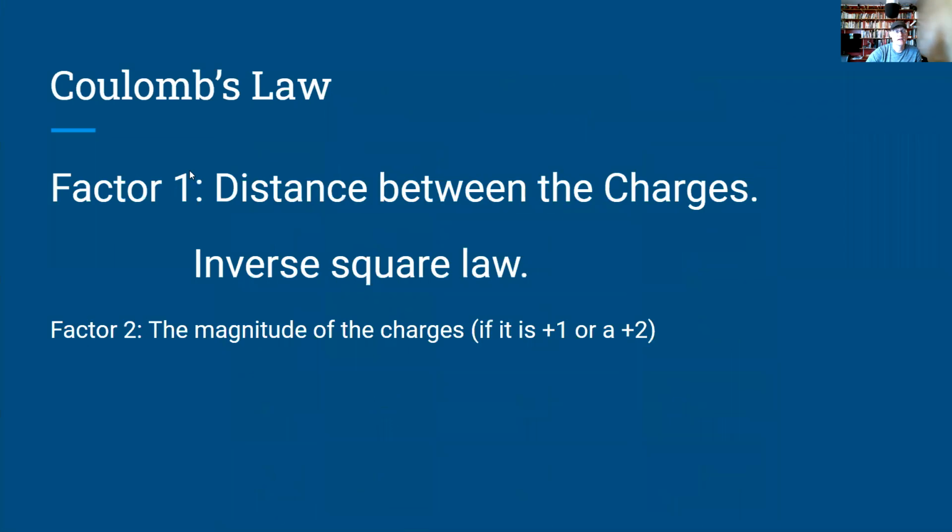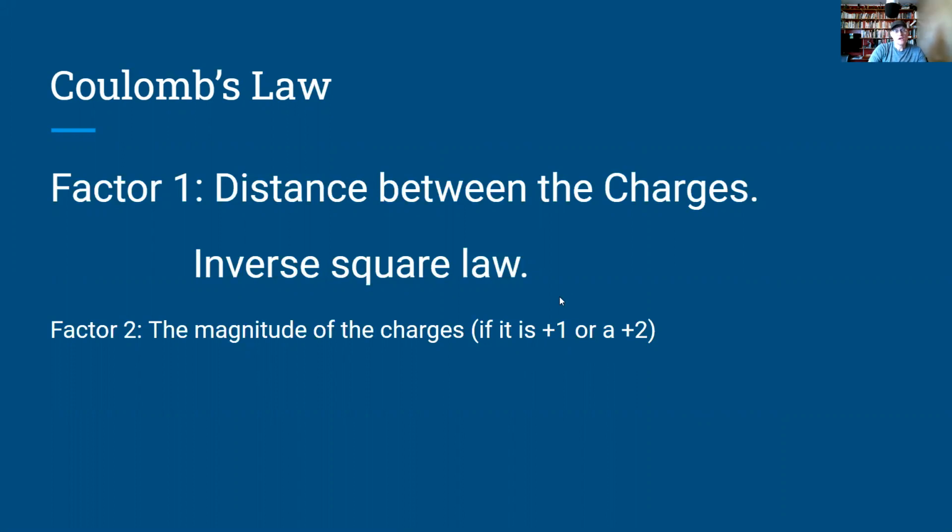So in summary, with Coulomb's Law, the biggest, strongest factor involved is the distance between the charges, which is based off the inverse square law. As distance goes up, the force of attraction between them is going to drop down by the inverse square. So it drops down very, very quickly. The magnitude of the charges is a second major factor. If you go from a +1 to a +2, there is going to be definitely a doubling of the force of attraction between the two.